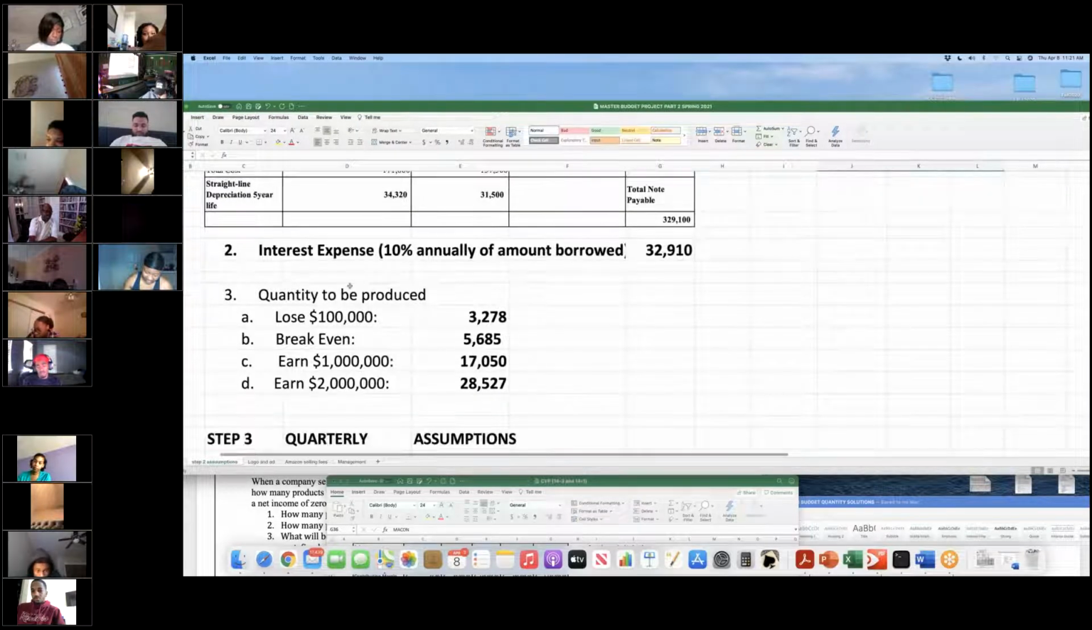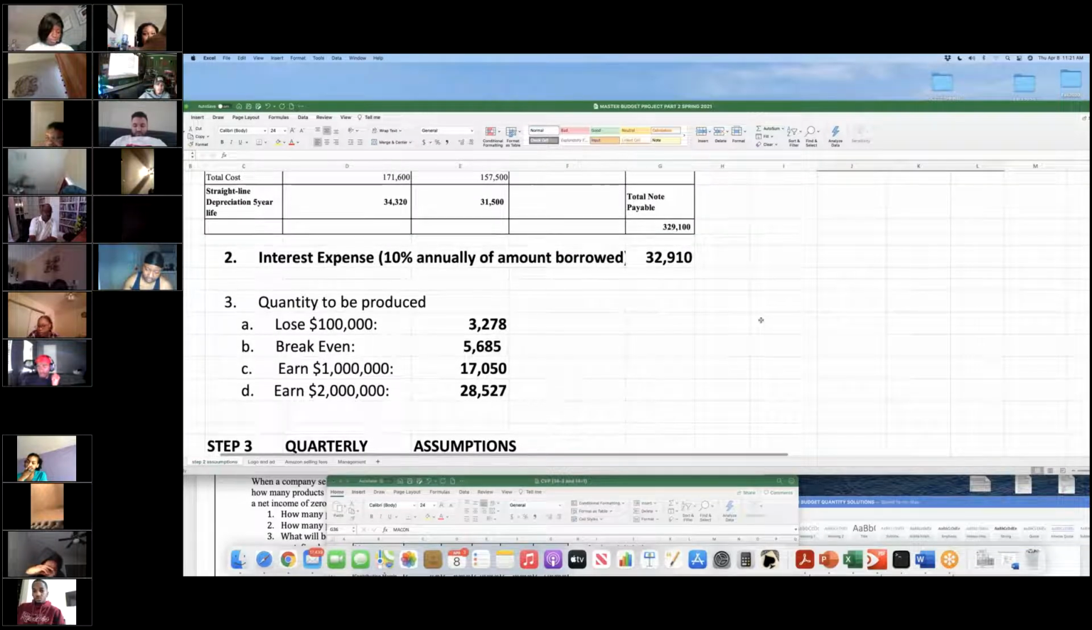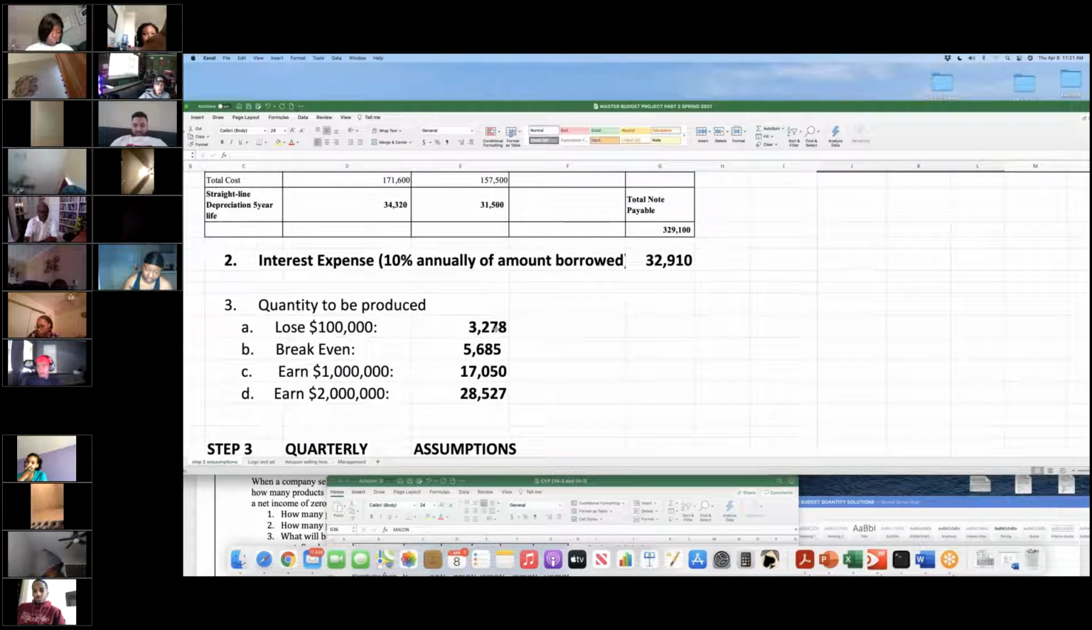Then you come to the key part of part 1, quantity to be produced. So that's why you're learning it. Now you will be telling me on your project what quantity will be produced to lose $100,000, to break even, to earn $1 million, and to earn $2 million. These numbers kind of need to be right, because there are a lot of things we're going to do based on those numbers. Selling price on. So the numbers need to be correct.